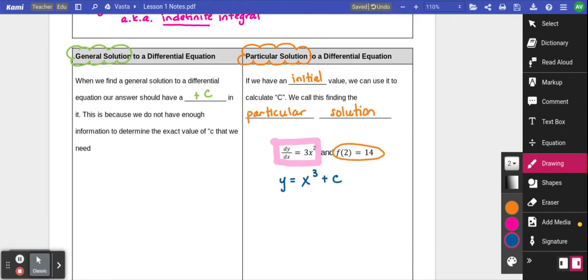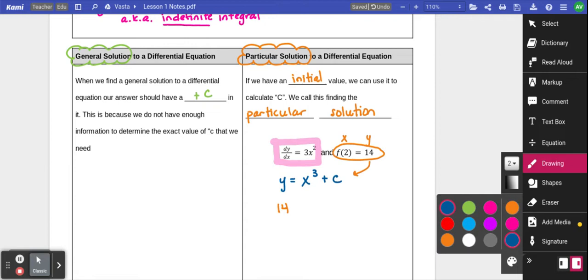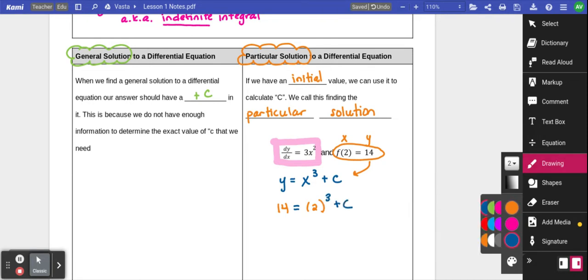Now, in order to actually figure out what the c value should have been, we're going to go ahead and take this initial value and plug it in. In this initial value, the x is 2 and the y is 14. So if I substitute those numbers, I have 14 equals, instead of the x, 2 cubed plus c. Now, if I cube the number 2, I get 8 plus c, and if I solve for c, I can subtract and I get 6.